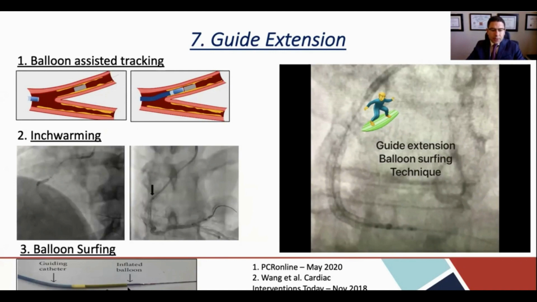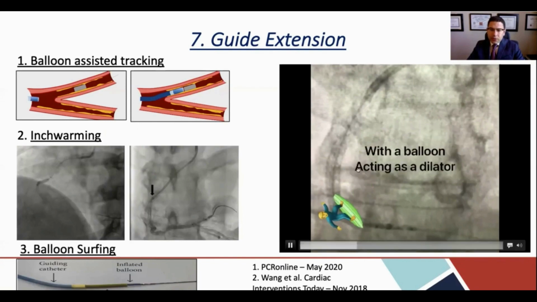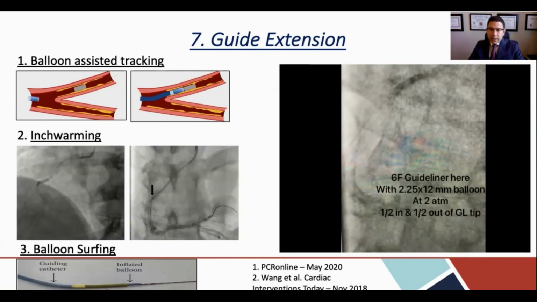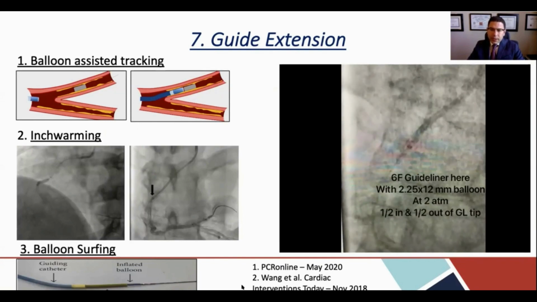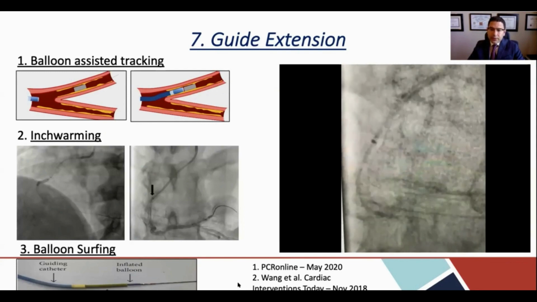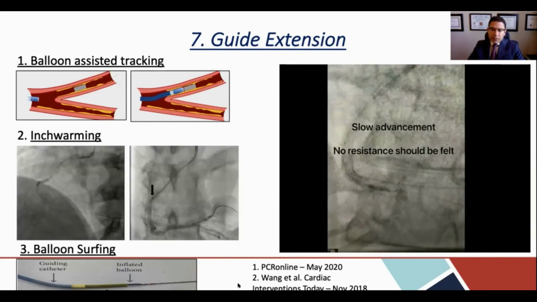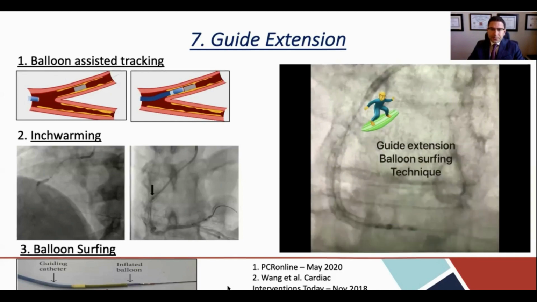The balloon surfing is my personal favorite, where the balloon is used as a dilator at 2 atmospheres, a 2.25 balloon through a 6-French guide extension like we see in this video, where I traveled all these stents without getting stuck by advancing a 2.25 balloon at the tip of the guide liner, which is inflated at 2 atmospheres.